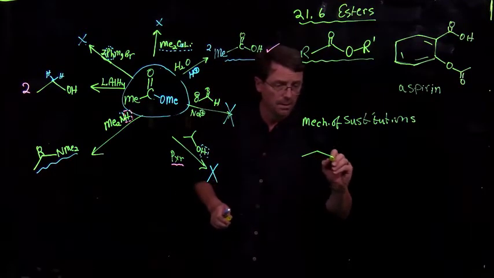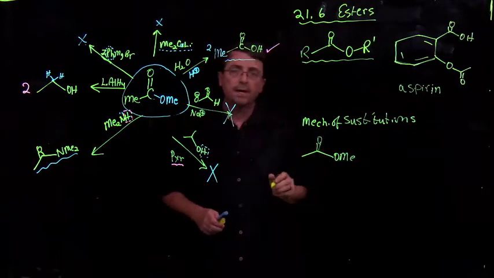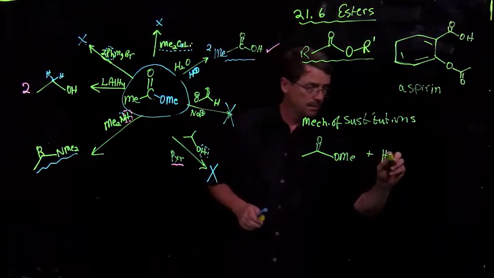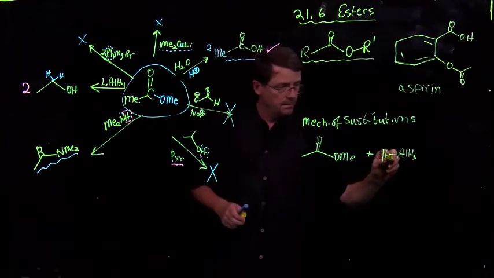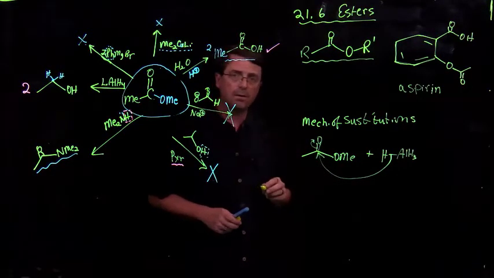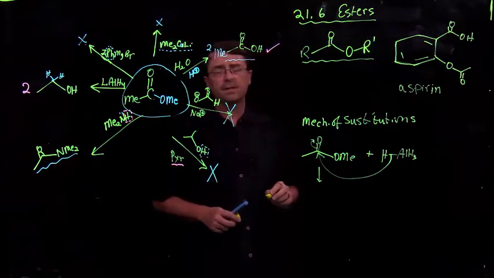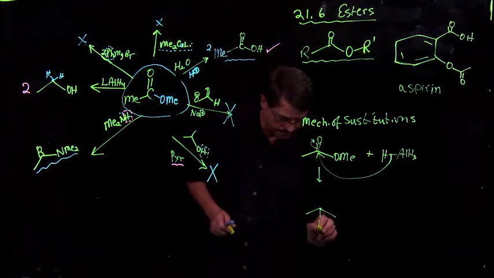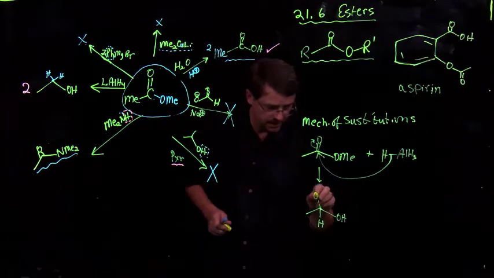I'm going to start here with a simple reduction. This time we'll bring in the aluminohydride. Now, unlike the other reactions, when we make the carbon-hydrogen bond, that is effectively an irreversible reaction for our purposes. That strong carbon-hydrogen bond drives this reaction.